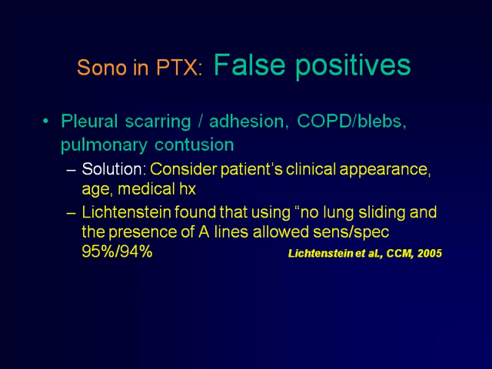We'll discuss A-lines more closely in the lecture on the lung, but the absence of lung sliding and the presence of A-lines, which are the comet tails we've mentioned, allows a very high degree of confidence that pneumothorax is ruled out.